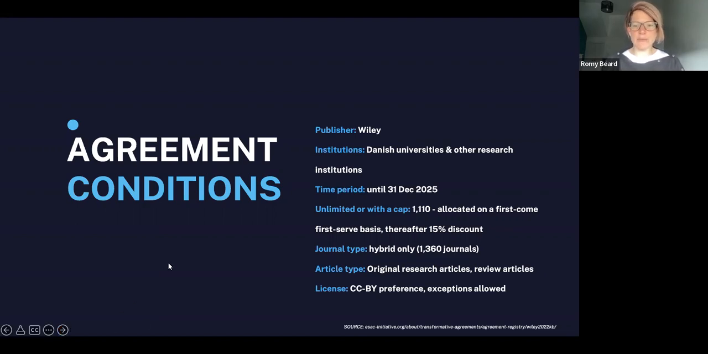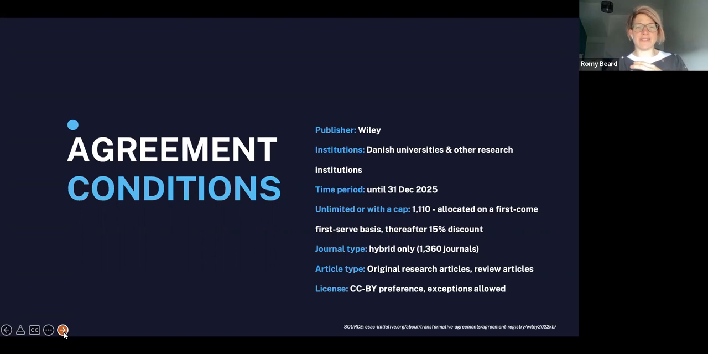In terms of journal types, as hybrid only, it's about 1,360 journals, which I believe is almost all the Wiley journals. I think there's 1,385, so maybe some of them are not included because they're society owned, or perhaps they are included and the title list hasn't been updated. That's also possible, but almost all the Wiley journals, which is great. And in terms of article type, according to the agreement, it's original research articles and review articles, and some other types are excluded. So that's something to bear in mind as well.